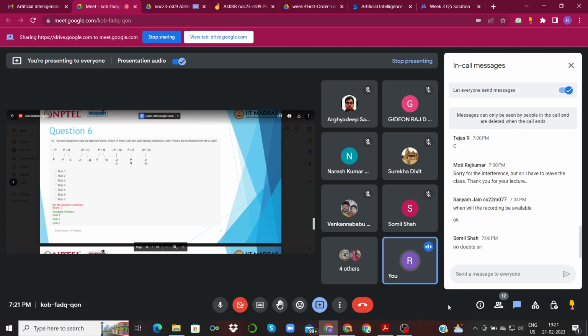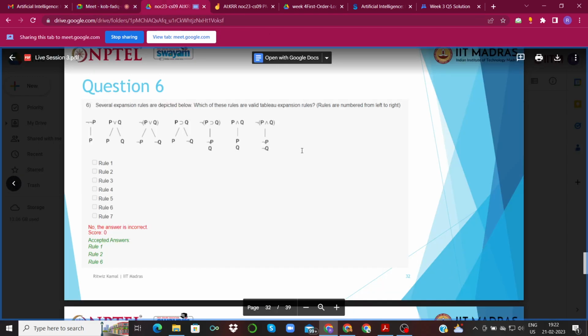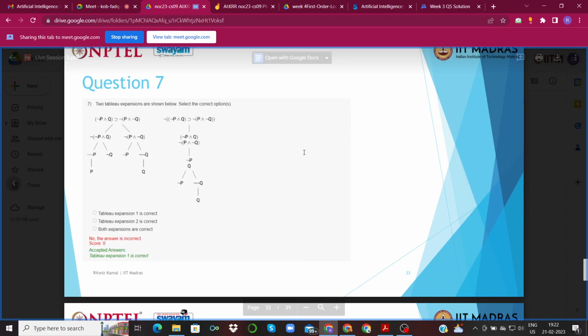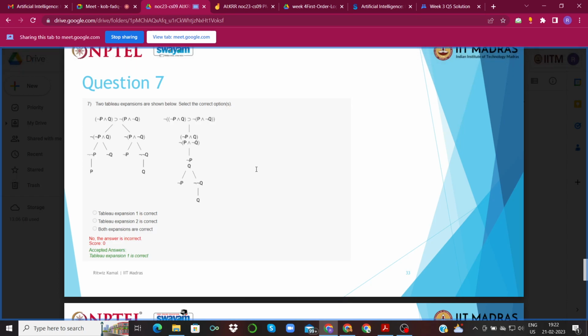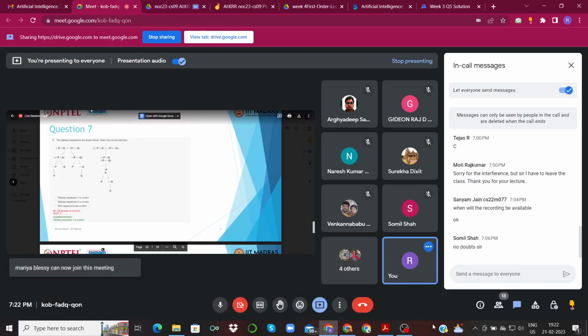Any other doubts? Okay. So let's move on to the next one. We are given two tabular expansions and we are asked which of the following is the correct one. Any doubts on this one?